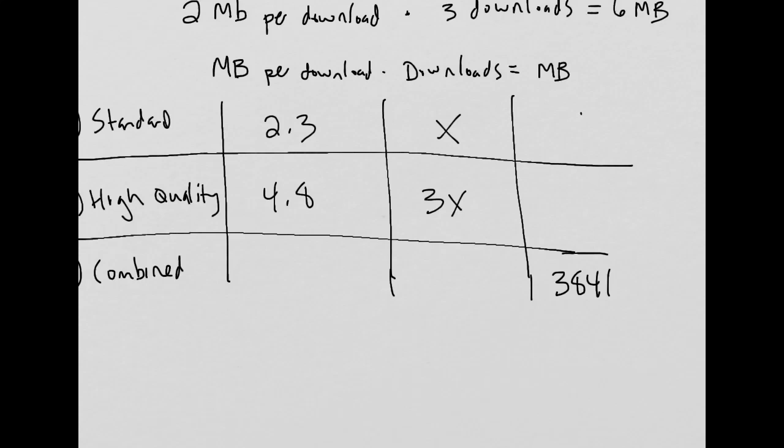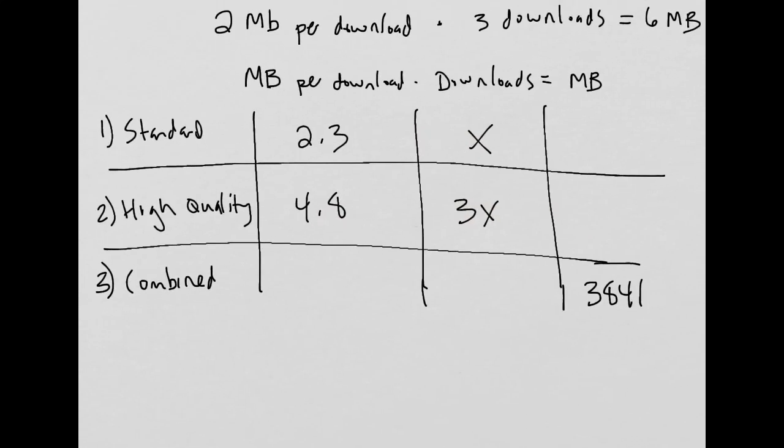Okay, now I want to come up with an expression for how many megabytes we've used just from the downloads of the standard version, and an expression for the number of megabytes we've used for the downloads of the high quality version. Well, the megabytes used for the standard version would be the megabytes per download times the number of downloads. So for us, that's going to be 2.3 times X. The number of megabytes for the high quality version is the number of megabytes per download times the number of downloads. So that's going to be 4.8 times 3x.